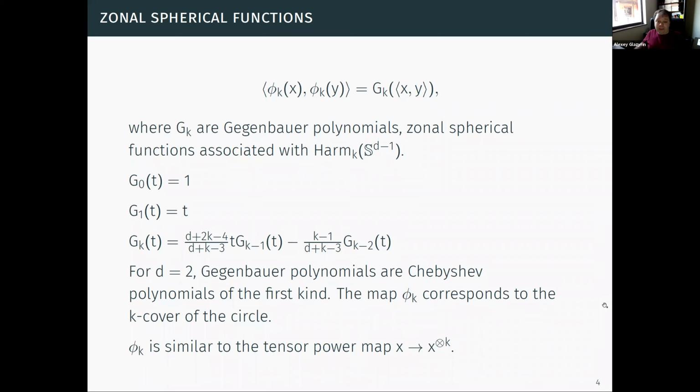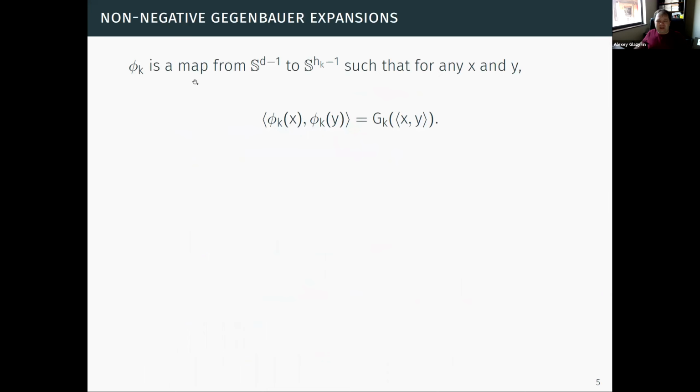All right. So this is the definition of the mapping that we're going to use, the mapping to the space of spherical harmonics. Can we extend it a little? Again, we talk about phi k mapped from dimension d to dimension h_k, which is an explicit number depending on d and k, and all scalar products after this mapping are the values of the Gegenbauer polynomials of the scalar products that we had initially.